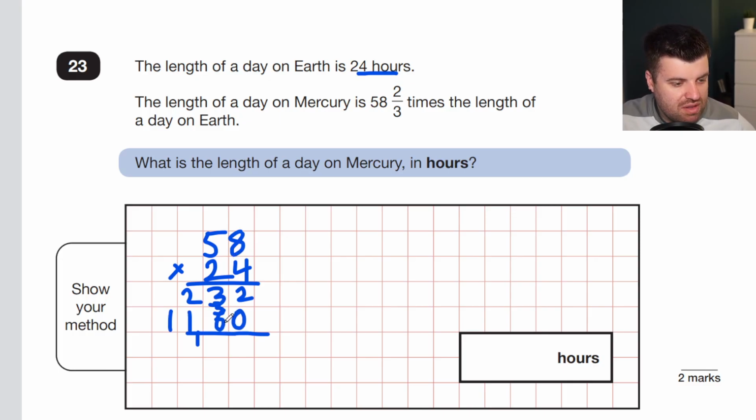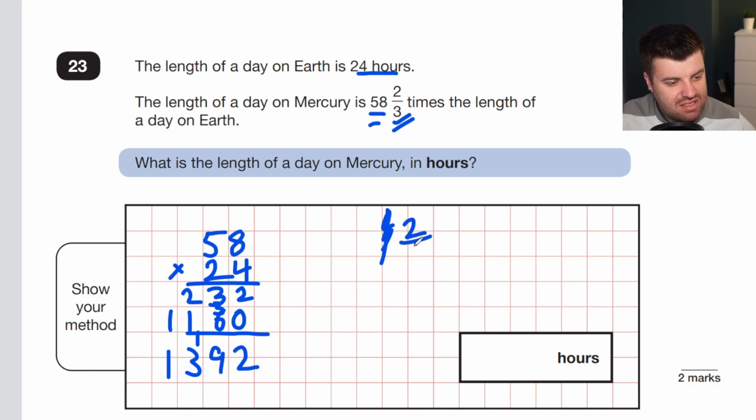So once we've got 1,160, what I want to see is the total. So 2, 9, 3, 1. But we've done 58 times. Now we need to do 2/3 times. So we think again, 2/3 times 24. Well, we know, don't we, that that times means of. What's 2/3 of 24? 1/3 would be 8. So 2/3 is going to be 16.